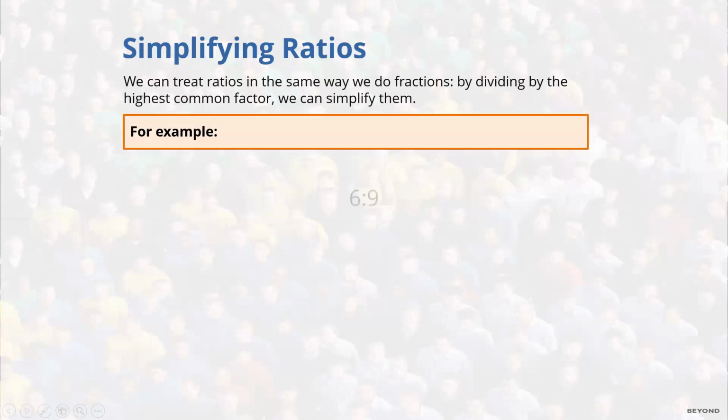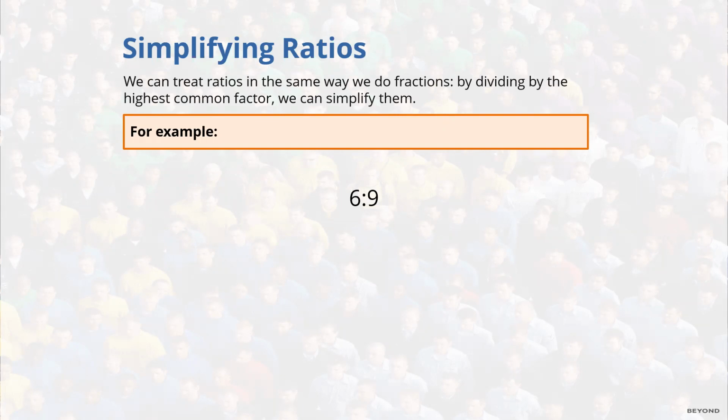So if we have, for example, the ratio 6 to 9, how can we simplify it? Anyone? If the ratio is 6 to 9, how can we simplify that? Divide by 3. We can't divide by 6, and we can't use 9, because 9 doesn't go into 6.